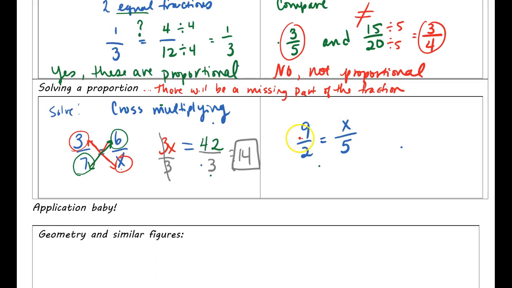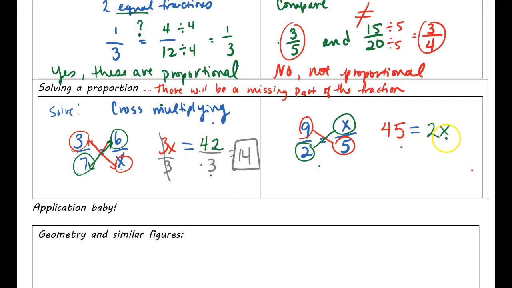I'm going to start with crisscrossing this way. What is 9 times 5? 45. I'm going to recopy my equals that's in the middle, and then I'm going to do the other multiplying, the other diagonal. So crisscross this way, and I've got a 2 and an x. So I've got to multiply a 2 times an x. Well, it's just 2 with an x behind it. So this should feel very similar to this over here.